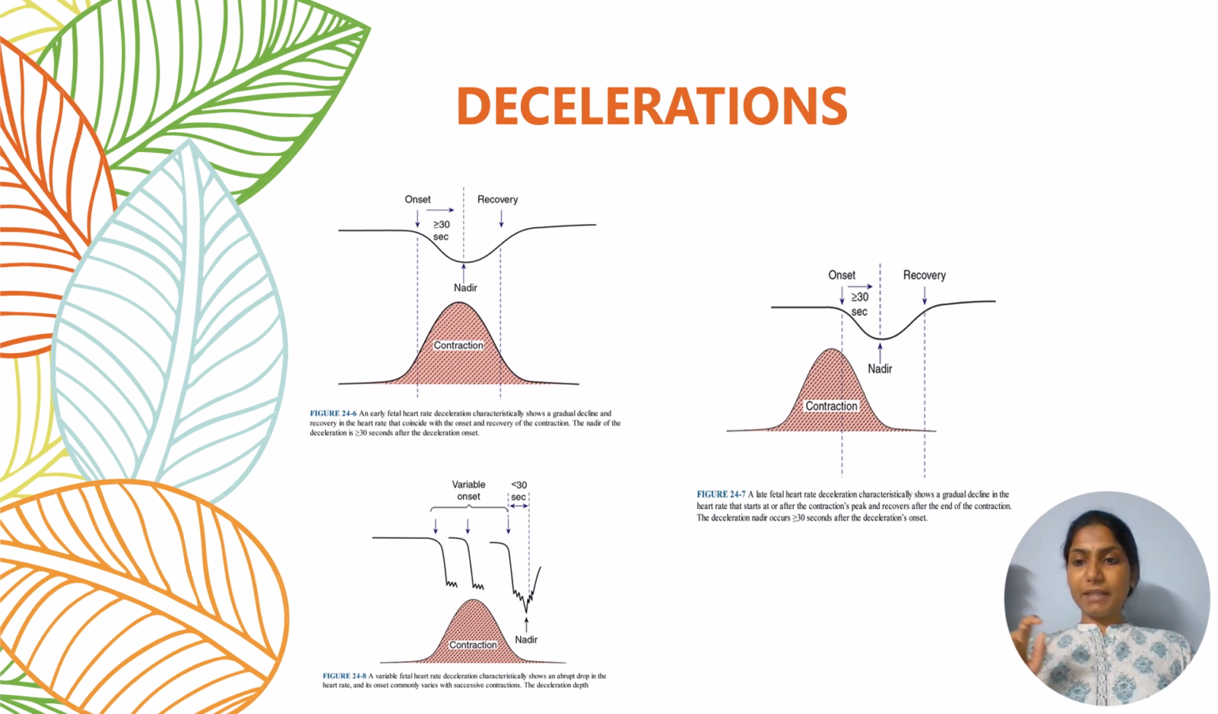So let me repeat once again. Early deceleration is because of head compression. So this is almost physiological. The second one is variable deceleration. It is due to partial cord compression. The last one is late deceleration. That is because of persistent cord compression or fetal acidosis and hypoxemia.